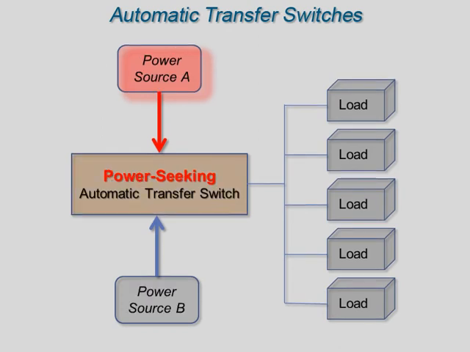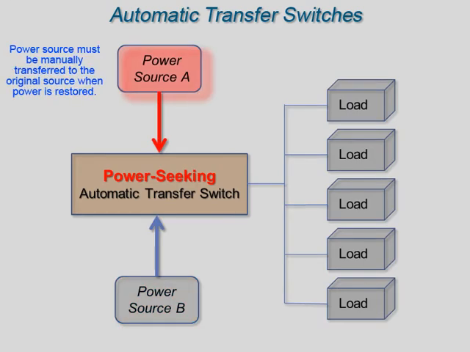Power-seeking transfer switches do not make the distinction between power sources. If power is lost to the source supplying it, the switch will transfer its loads to another source. It will not automatically shift back once power is restored. If it is desired to have the switch powered from the original source and the secondary power source is still available, it must be manually transferred using a reset button on the switch.